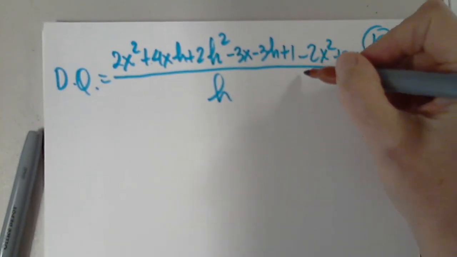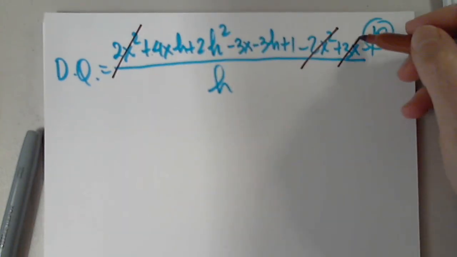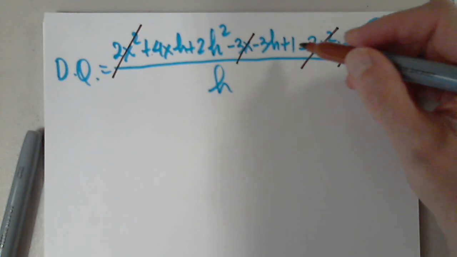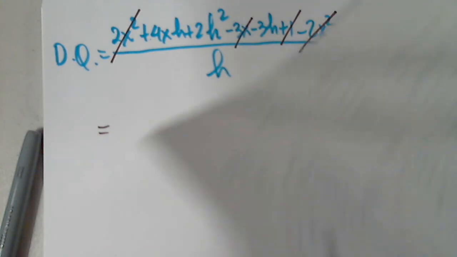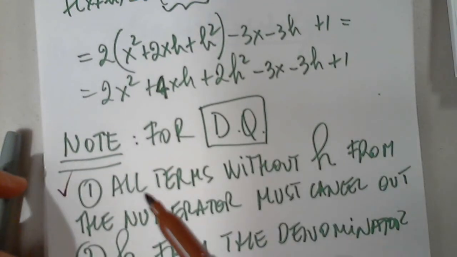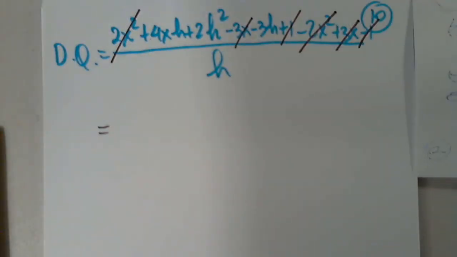Let's see. Negative 2x squared with positive 2x squared, gone. Negative 3x with positive 3x, gone. Positive 1 with negative 1, gone. So the first condition is fulfilled. All terms without h from the numerator did cancel out.